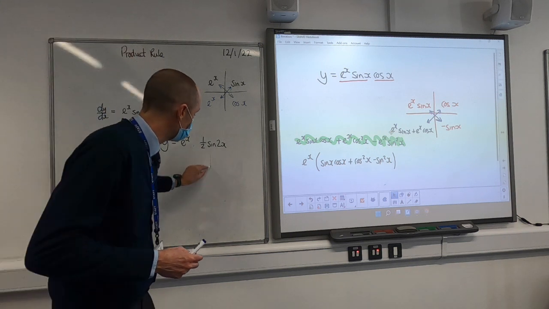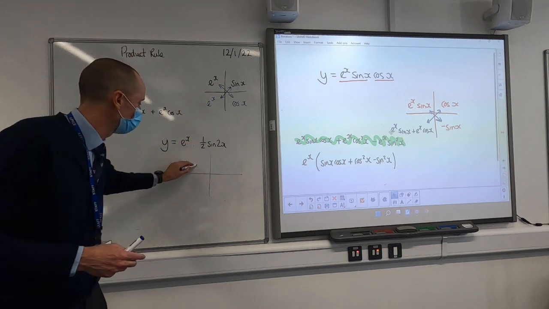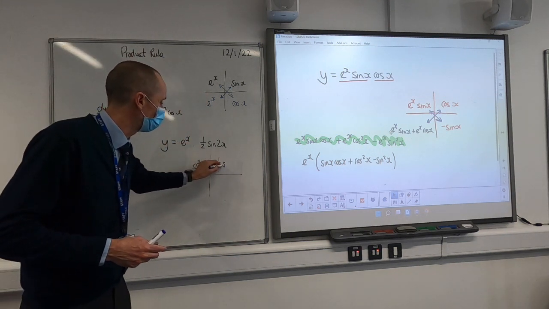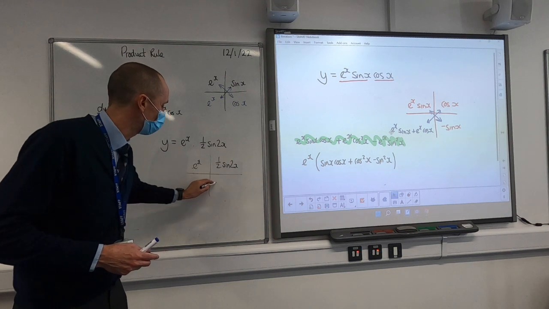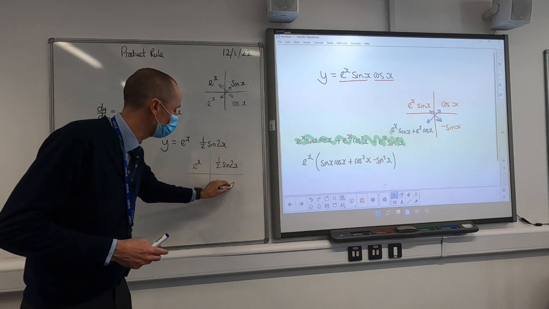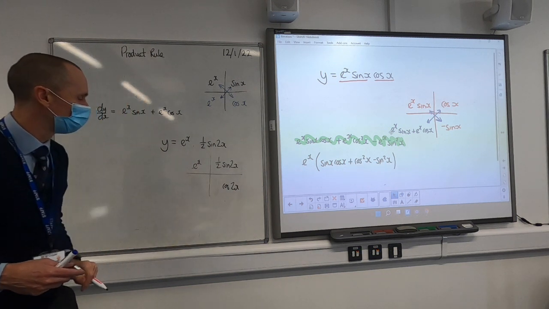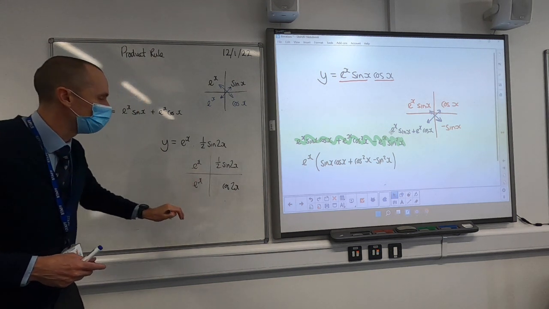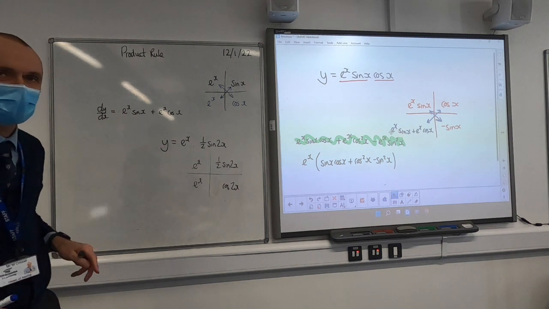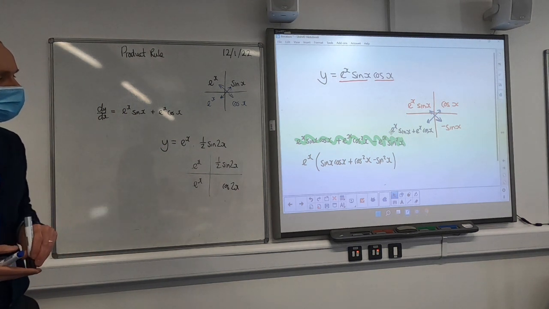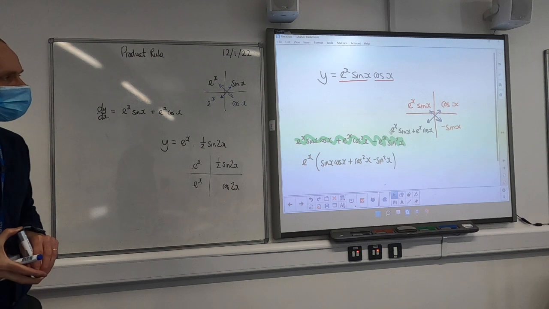So you could have just done it as a single product rule, because I can differentiate a half of sine 2x. That becomes a half of cos 2x multiplied by what you get when you differentiate that, which is... So you can probably see where it's all going to go. Anyway, that's that one.